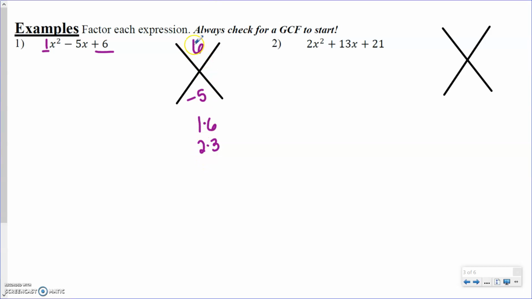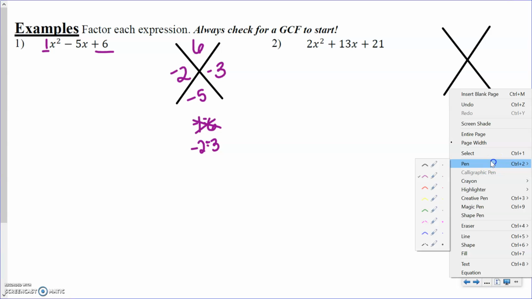It's really important to remember that if I have a positive 6 up here, they either both need to be positive or both need to be negative. Okay? So if I make those negative, negative 1 and negative 6 don't give me negative 5, they give me negative 7. Okay, so I use negative 2 and negative 3.